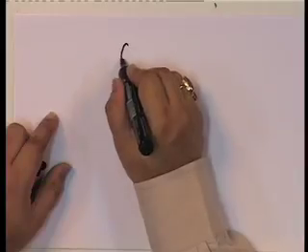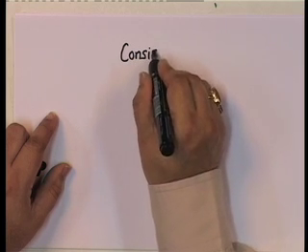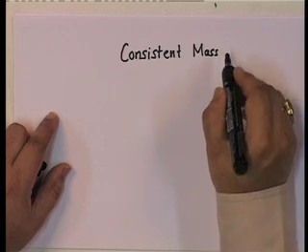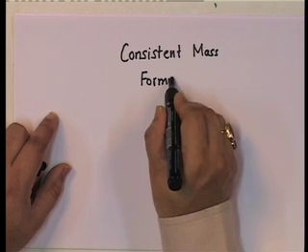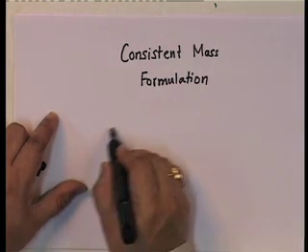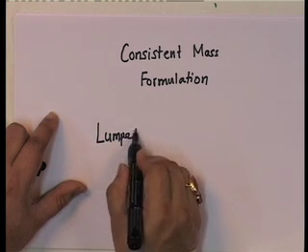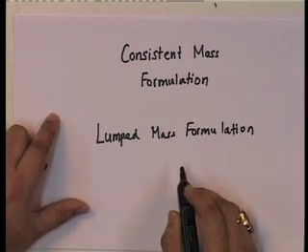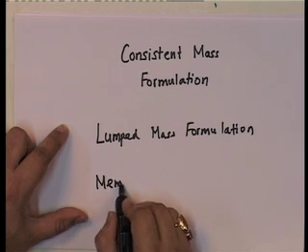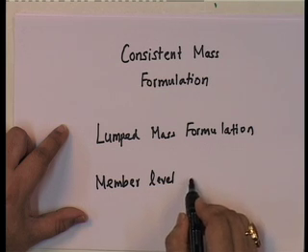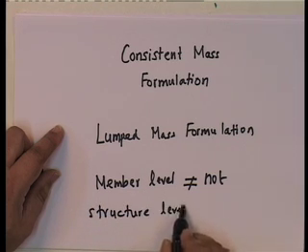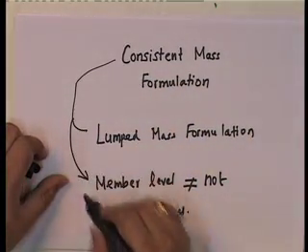What you have is the consistent mass formulation, and the lumped mass formulation. Note that these are only distinguished at the member level and not at the structure level. These two approaches are only at the member level.